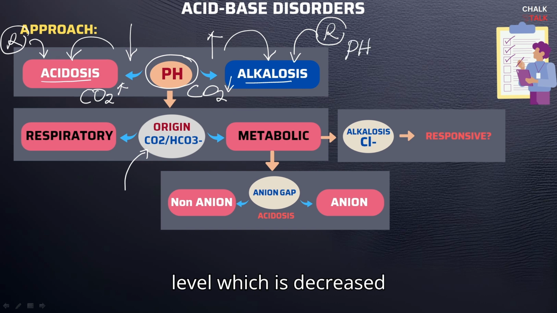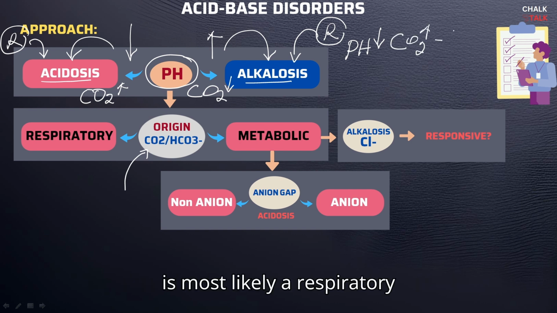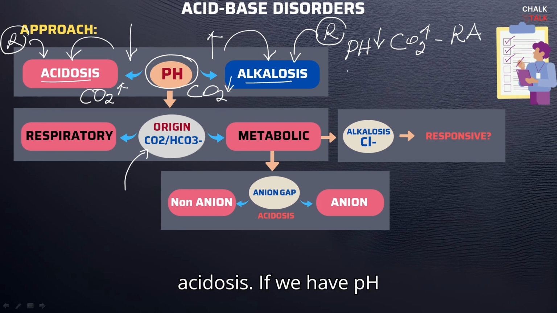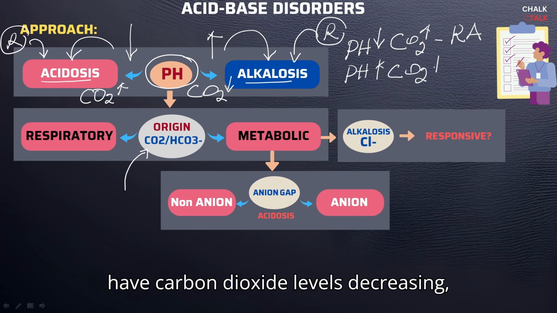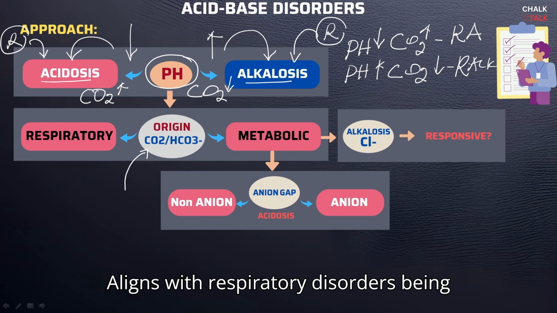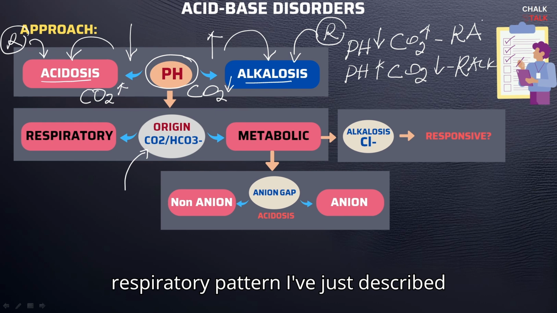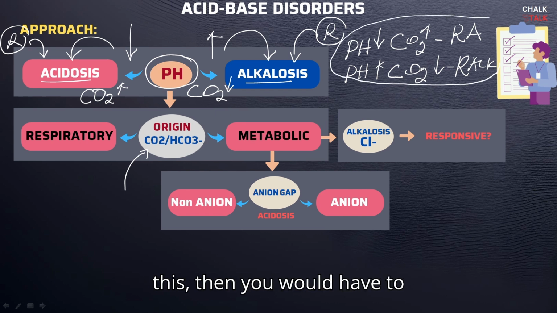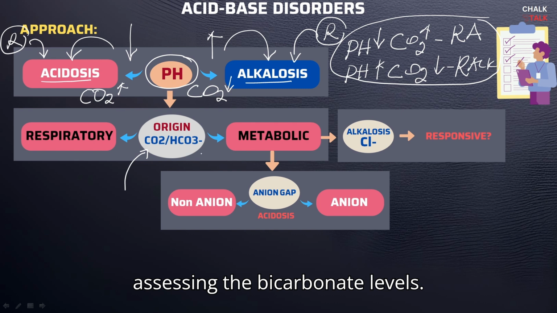A recap. A pH level which is decreased, with carbon dioxide levels which are increased, is most likely a respiratory acidosis. If we have pH levels which increase and carbon dioxide levels decreasing, this is most likely respiratory alkalosis. So what I have described here aligns with respiratory disorders being the primary cause. Let's just say that the findings don't align with the respiratory pattern I have just described. If it doesn't align like this, then you would have to pivot to consider metabolic factors by assessing the bicarbonate levels.